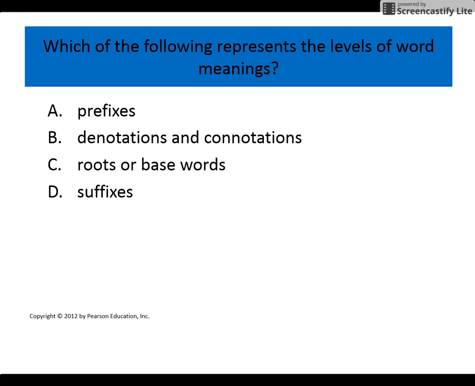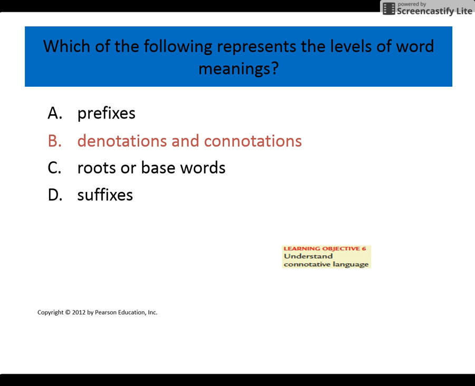Okay. Which of the following represents the levels of word meanings? Okay, so you should have selected B, denotations and connotations. So we talked about connotations, but denotations are dictionary literal words, okay? They're just straightforward, and that is what denotations mean, D and D.